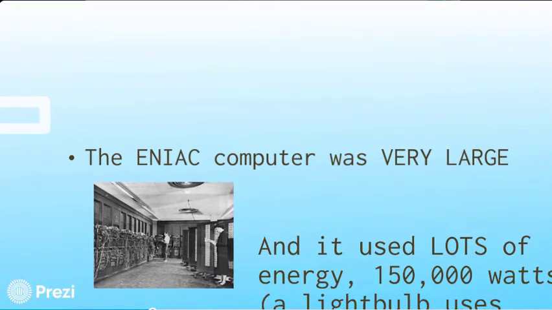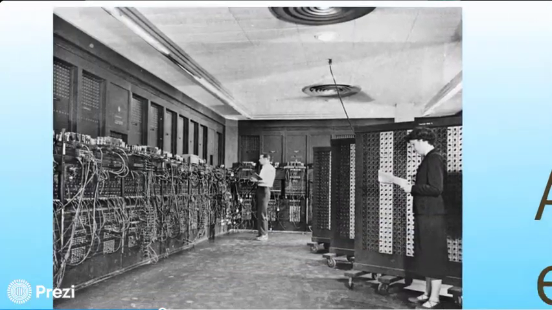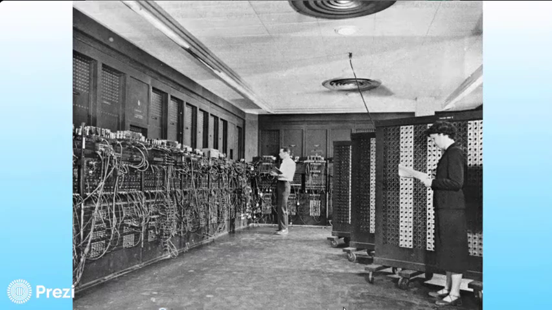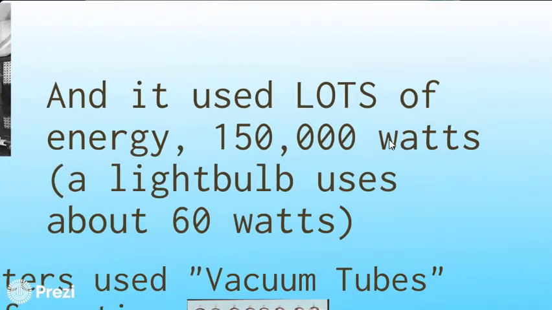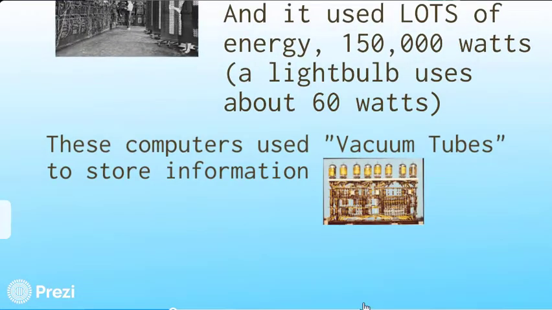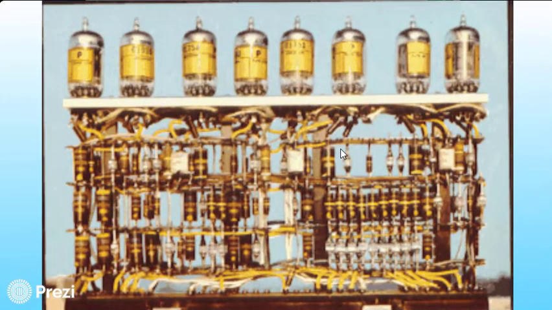Let's move forward. Another thing is that ENIAC was very large. This is how ENIAC looks. It occupies this whole room and it used lots of energy, 150,000 watts. A light bulb uses only about 60 watts, and this room uses 150,000 watts. These computers use vacuum tubes to store information, and that is how vacuum tubes look.